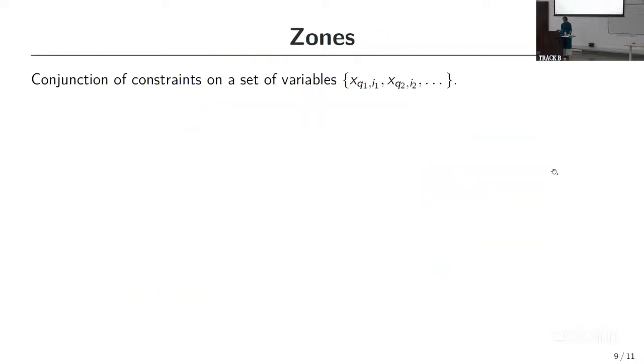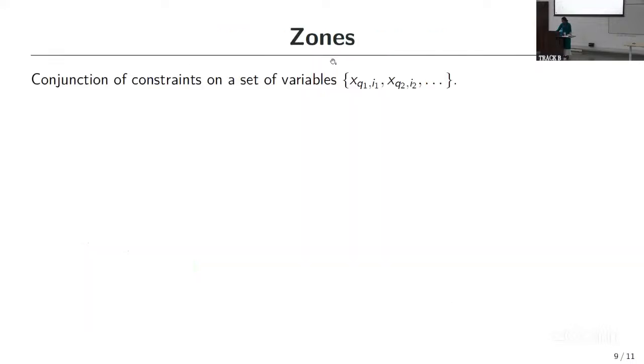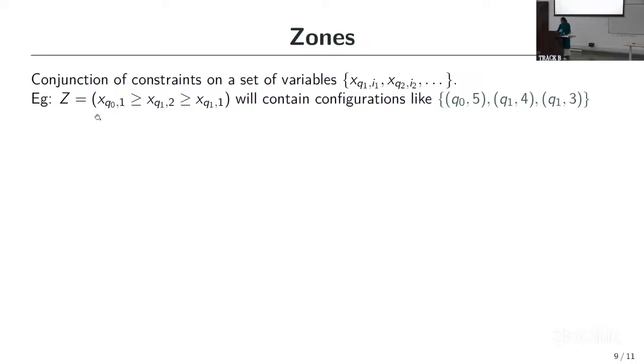Coming to zones, for people familiar with timed automata, zones are conjunctions of constraints. Usually they are on clocks. Here we have one clock, so they are on a set of variables. If you recall, these are how the configurations look. The zones have to be on variables where each variable has a state associated with it and an index, because multiple states could exist in a configuration. For example, this is a zone and this is a configuration that lies in the zone.